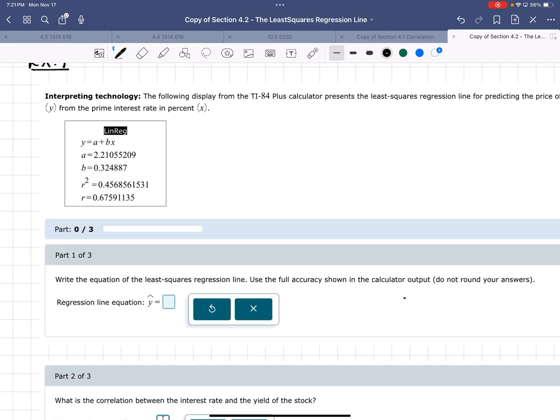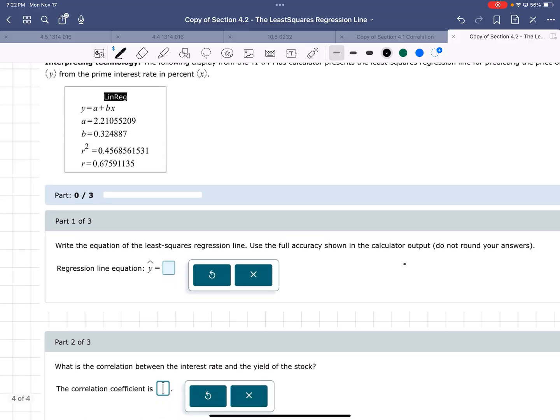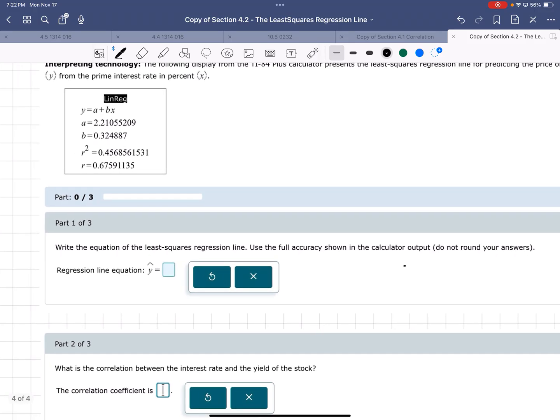Interpreting technology. Okay, so they're showing you the picture. You'll notice that they picked number 8 because it's y equals a plus bx. This is why they prefer you to do that one. All right, so they're asking you questions about what you got for an answer on the calculator, and they gave you that. So it says, write the equation of the least squares regression line, use full accuracy. Well, you know how to do this, guys. This one says use the full accuracy shown in the calculator output. So you have to type all the decimals out that it shows you.